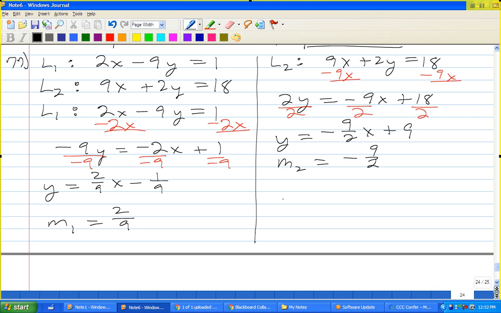But you notice that these are negatives of each other, and they're reciprocals. 2/9 and 9 halves are reciprocals of each other. So these two lines are perpendicular. So that finishes off problem number 77.